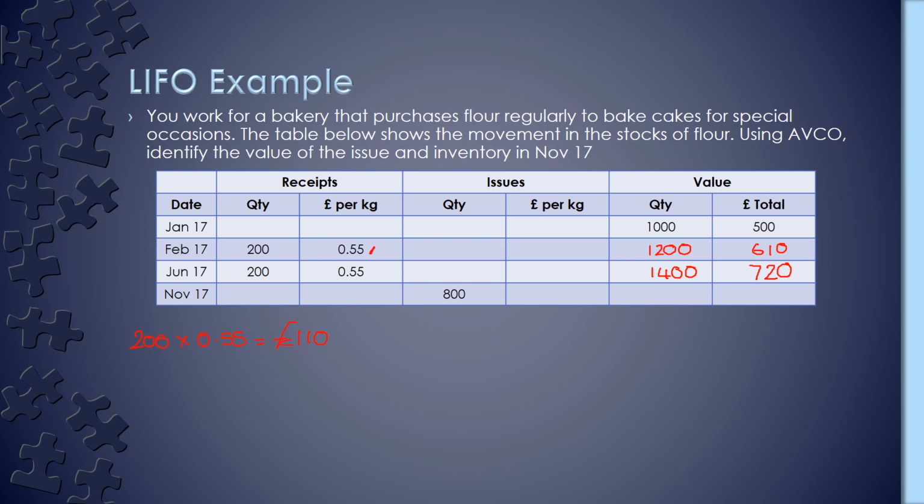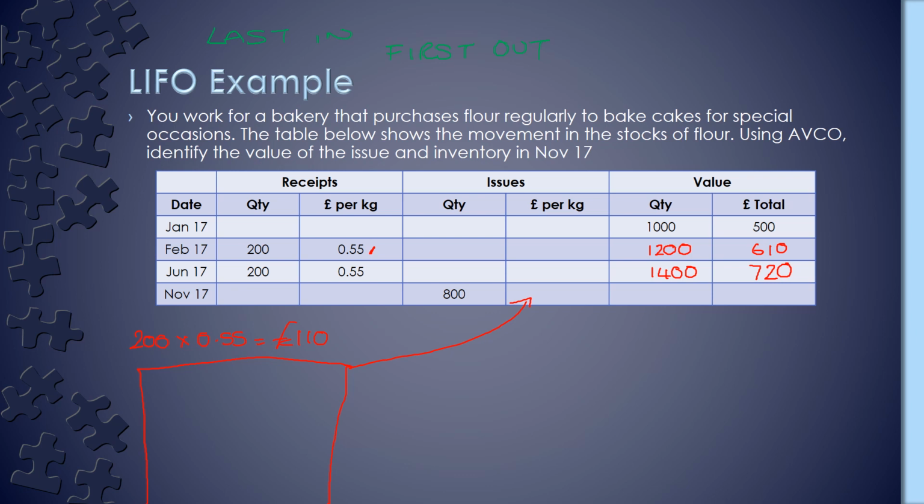Where this then changes with LIFO is how much the issue is valued at. So I'm going to draw myself a little box down here to give us a bit more space so we can work it out. The first thing we're going to do is have a look at where we can get this 800 kilos of flour from. Can we take this 800 kilos from the previous order? Because remember, we are working on the last in, first out basis. So we're always going to be using the stocks that we received most recently.